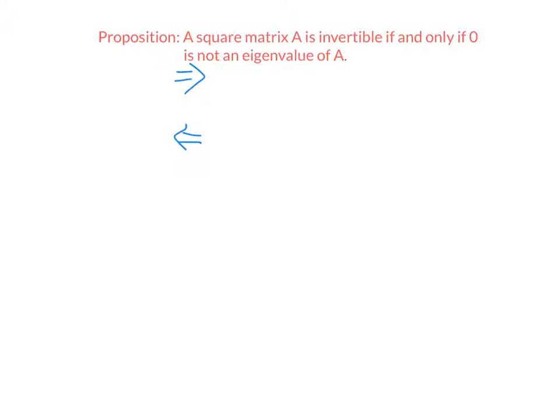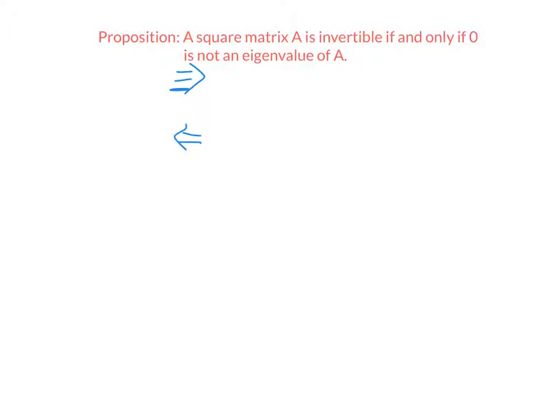How easy this proof will be is determined by what we're allowed to assume. Are we allowed to assume the other 7 statements that were on the previous slide? If so, this would be really easy. This first direction was that if A is invertible, then 0 is not an eigenvalue of A.